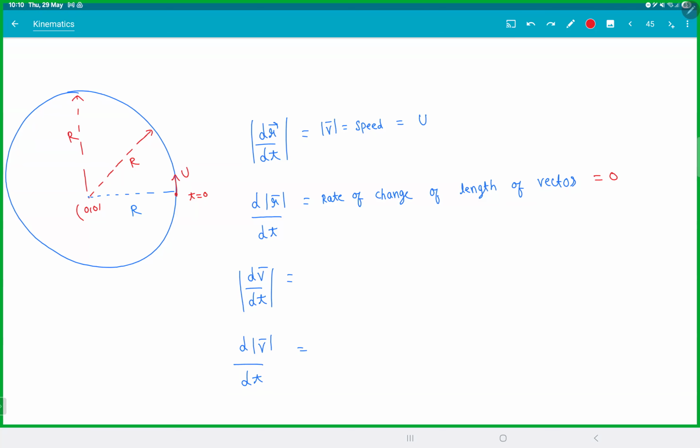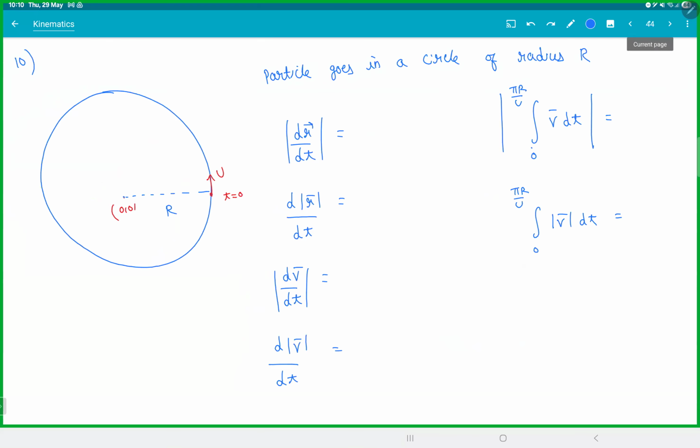Got it? What is the mod of dv by dt? Acceleration. What is acceleration? u square by r. We did this just now. Particle goes in a circle, it has centripetal acceleration. What is d mod v by dt? This is the rate of change of speed. Is the speed changing? Speed is constant. So this also will be 0. A particle is going in a circle with constant speed. Did I give that? I have to give you that.